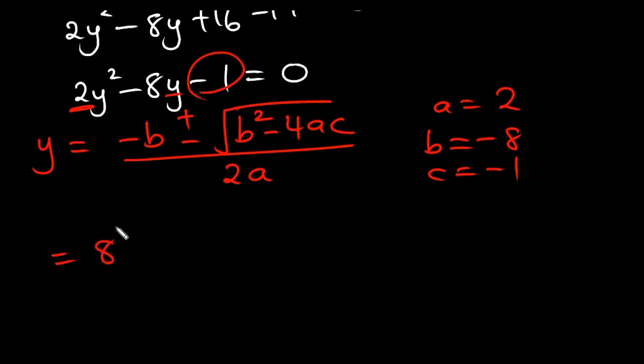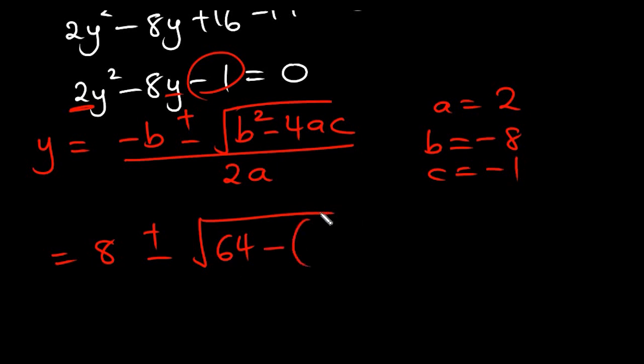Positive 8, then plus or minus the square root of b squared. So b is negative 8. Negative 8 squared is actually 64, and not negative 64. That is a mistake that many students make. So it's negative 8 times negative 8. That's positive 64. And then minus.